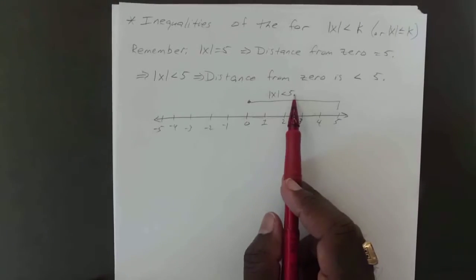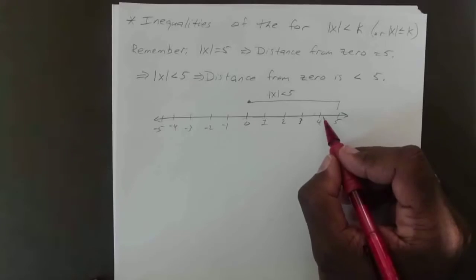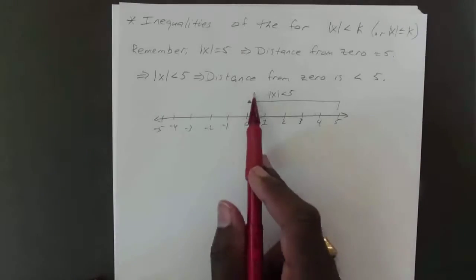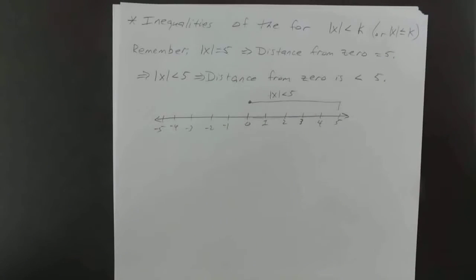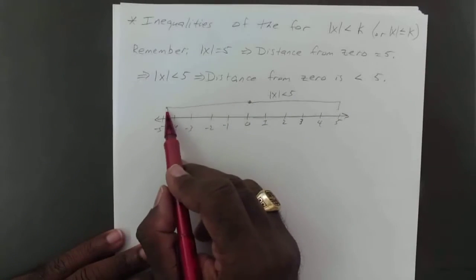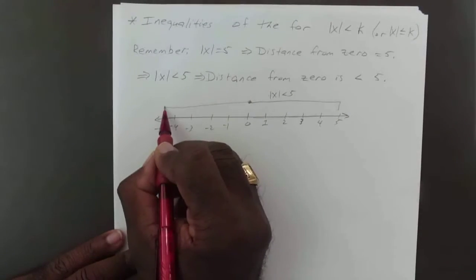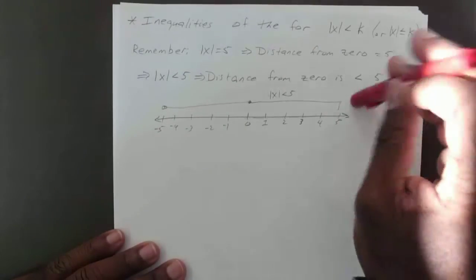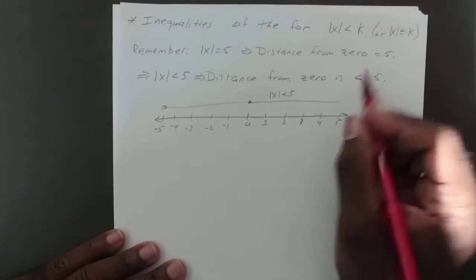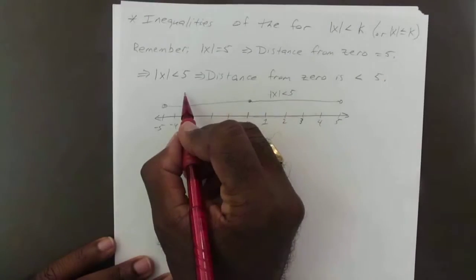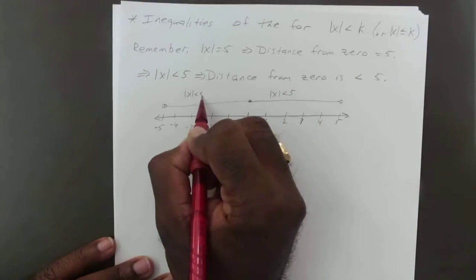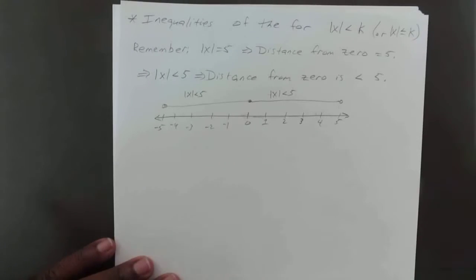Absolute value of 3 is less than 5. Absolute value of 4 is less than 5. Absolute value of 2, absolute value of 1, absolute value of 1.5. All of those are less than 5. But the same thing's true in the other direction, because everything here would also be true. But in this case, we're not counting 5, because it wouldn't be true for 5. Since the absolute value of 5 is not less than 5, it actually is 5. Okay, so the absolute value of x is less than 5 for all of those negative values also.